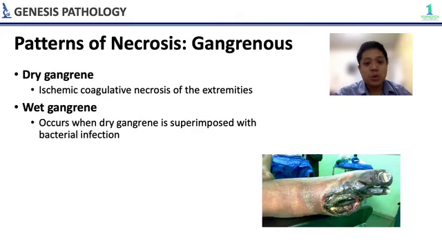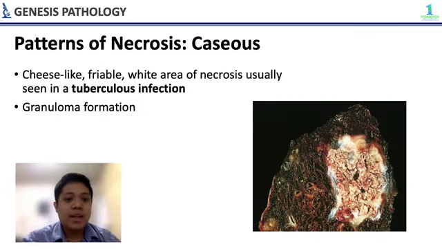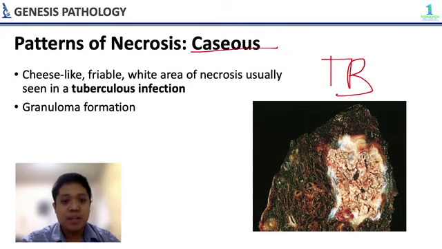Next, we have gangrenous necrosis. So usually nakikita natin siya in patients with diabetic foot, diba? So dry gangrene is an ischemic to coagulative necrosis of the extremities, seen here. Next, if na-superimpose naman siya with bacterial infection, that is called wet gangrene. Next, we have caseous necrosis seen in TB, or usually nakikita natin siya sa TB. So it is cheese-like friable white area of necrosis seen in tuberculous infection. So, una nagkakaroon muna ng granuloma formation and then nare-replace siya with caseous necrosis such as in secondary TB, like this. Diba? Nakikita siya sa mga apex of the lungs.